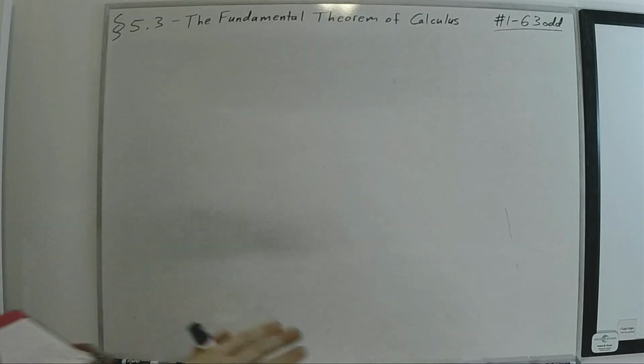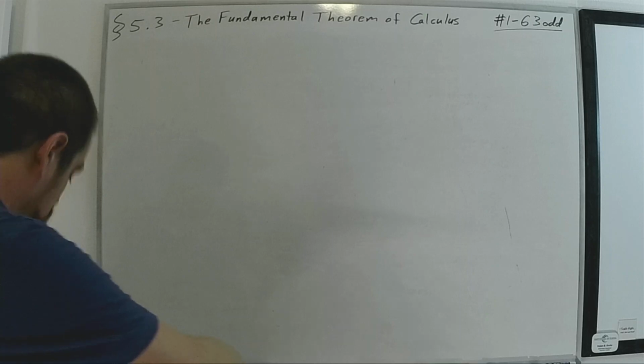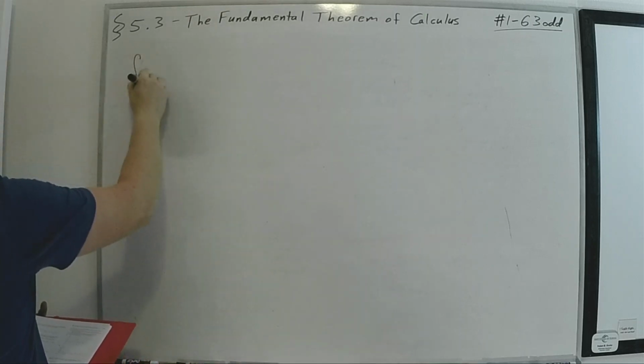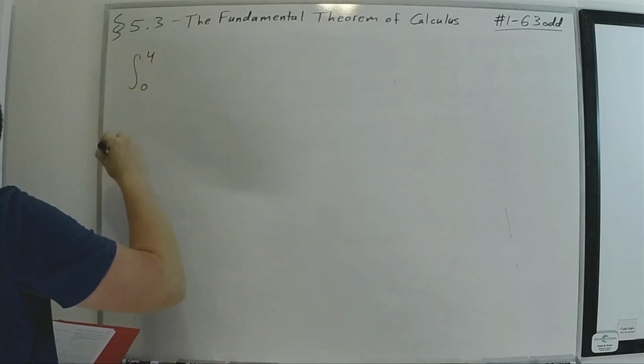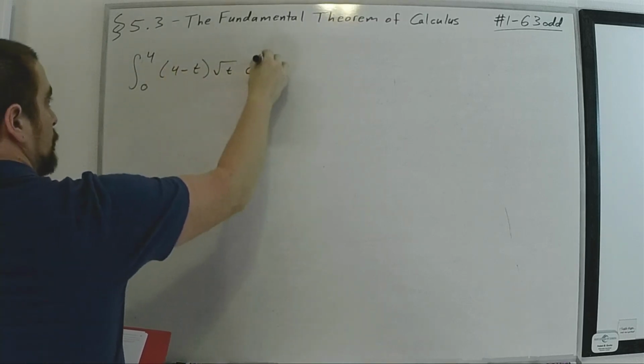So I know what I want to do. That's a pretty good amount of examples there, but I do want to just touch on maybe one more from 0 to 4, 4 minus t times square root of t dt.